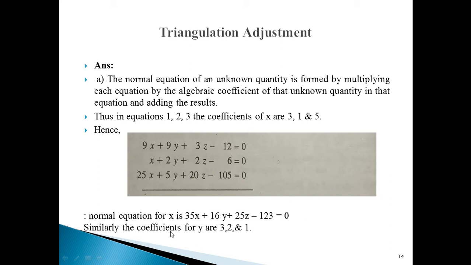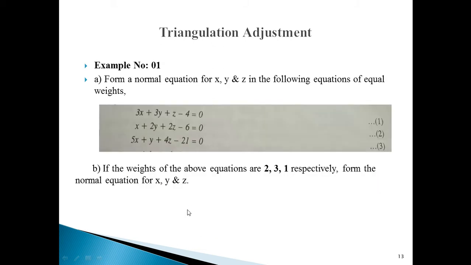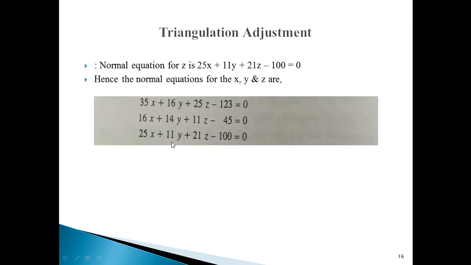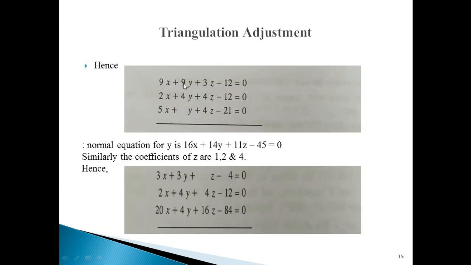Similarly, if we consider the coefficient for y, it is 3, 2 and 1. Again we multiply the first equation by 3, the second by 2 and the third by 1 to form the normal equation for y. So 9x plus 9y plus 3z minus 12 equals 0 for the first one. Adding the terms, 9 plus 2 plus 5, we get 16x plus 14y plus 11z minus 45 equal to 0. So this is the normal equation for y.